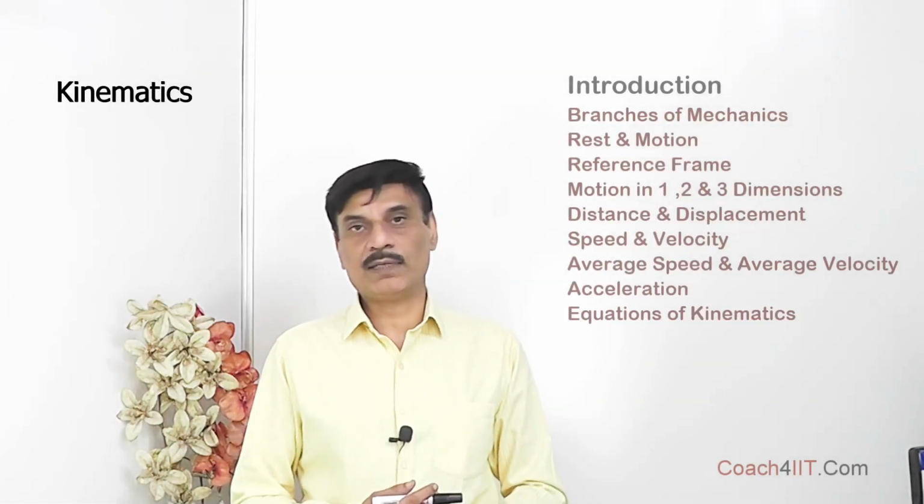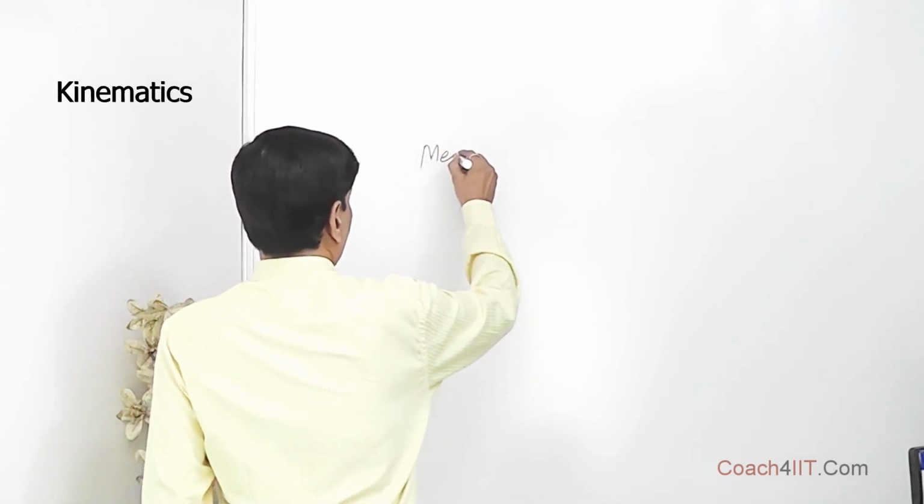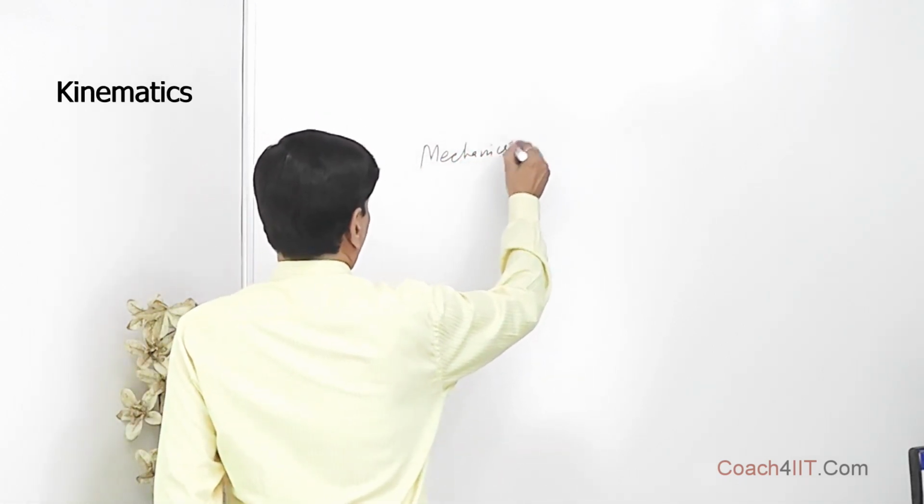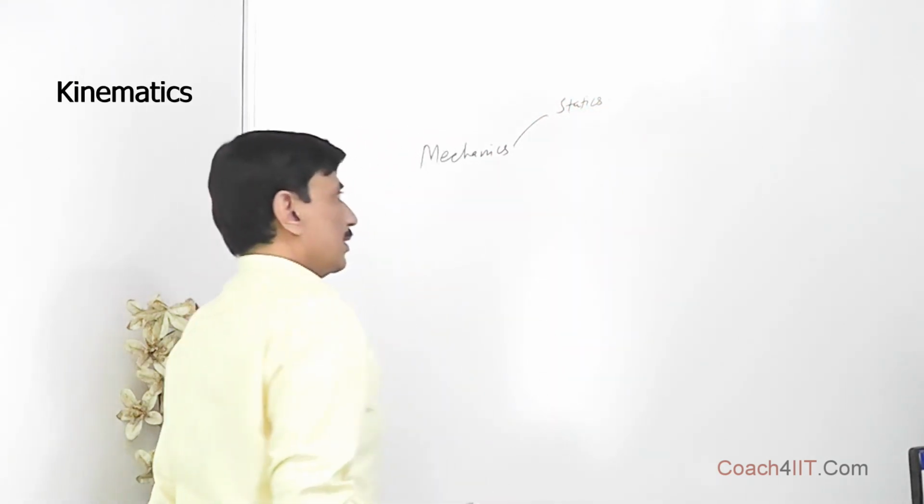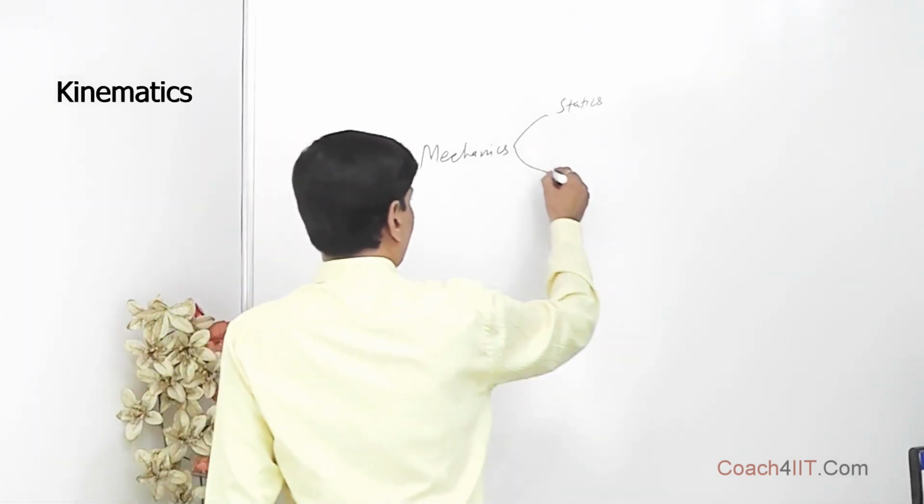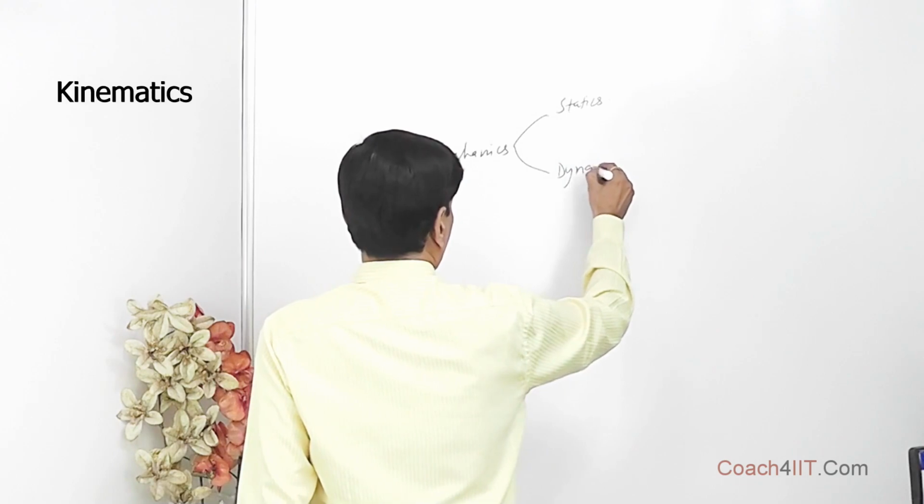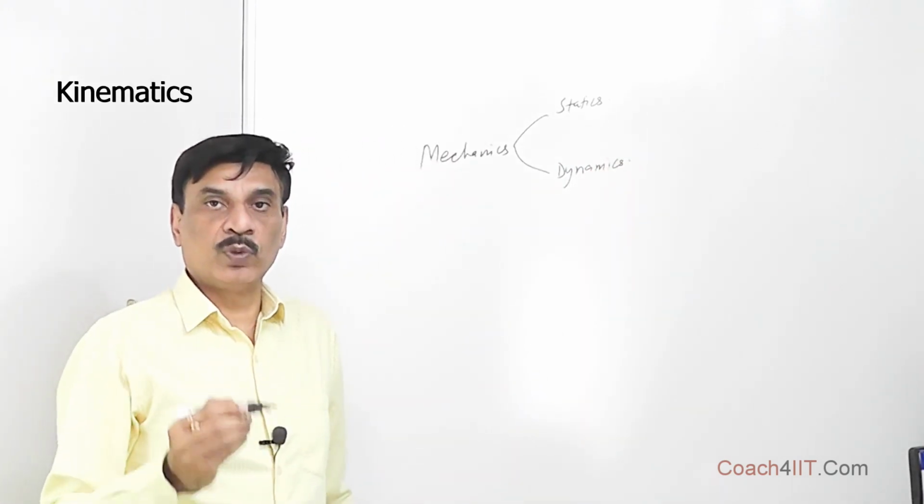Class on kinematics. You may know that kinematics is a branch of dynamics. If we see the branches of mechanics, mechanics is primarily broken into two branches. One is statics. In statics we deal with bodies when they are stationary, and the other branch is dynamics. Over here we deal with bodies when they are moving.